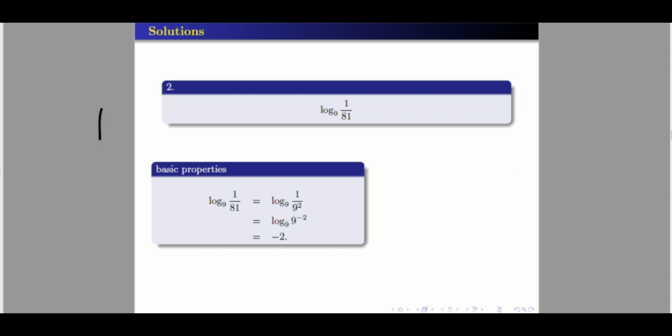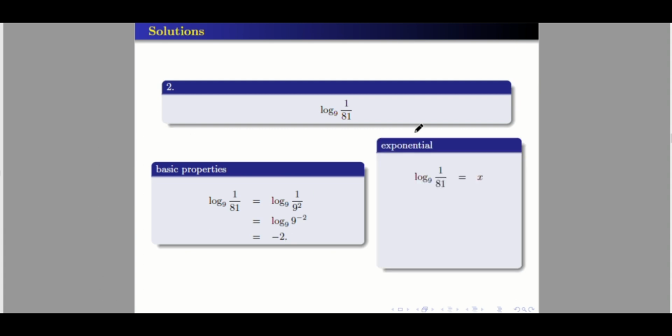Please memorize or familiarize: log of b raised to x base b is always equal to x. So we have now b, our base here is 9. Our exponent x is negative 2. Therefore, the result is negative 2. Again, let's compare it to exponential form.